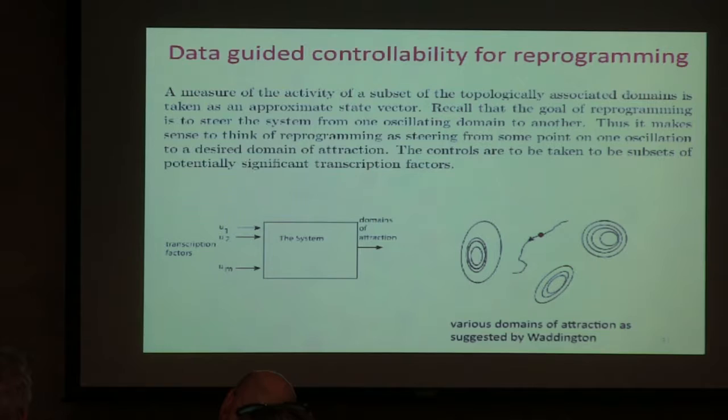It's fair to call this data guided for the following reason. First of all, the topologically associated domains, we determine from data. And secondly, looking at the evolution of how transcription factors steer that vector around, it's a system identification problem. And you do it by experimentation. You make experiments to see, as you would if you were trying to numerically determine the first variable. So anyway, that is the state of the identification problem. And I'm not going to talk to you about the experiments because it's not my thing.